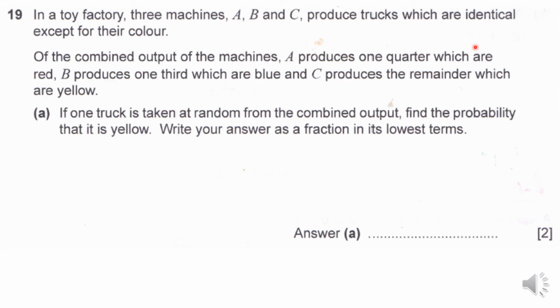Alright, so the factory produces with 3 machines A, B, C. Very important, some are red, some are blue, some are yellow. They are saying A produces 1/4, and B produces 1/3, so you have to find C, the last one, by saying 1 minus that, which gives you nothing but 5 over 12.